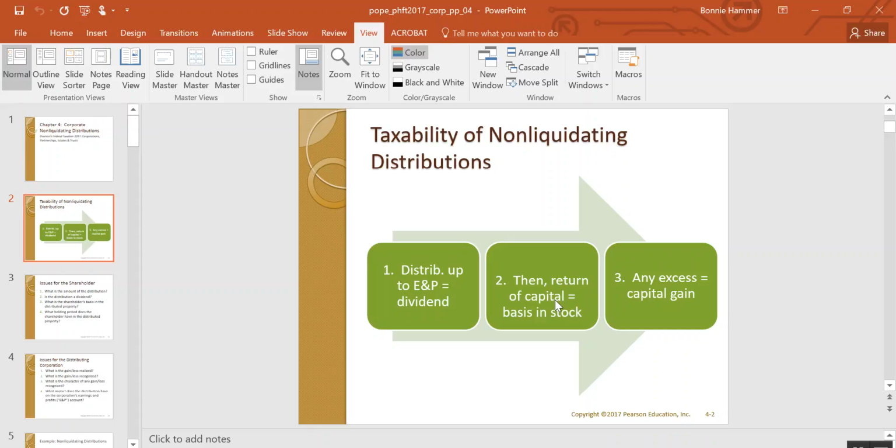And so then the excess distribution of $5 would come out of the basis in the shareholder's stock. To the extent that his basis in his stock is $3, then $3 of that $5 excess would be considered a return of capital and would reduce his basis in his stock down to $0. And then the excess $2 of distribution would be treated as a capital gain to the distributee shareholder. So it's important for us to understand what E&P is and how we calculate E&P.